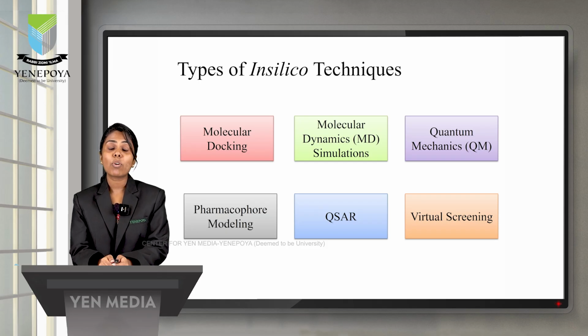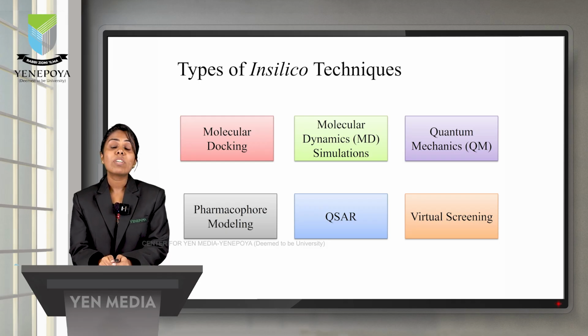Next is pharmacophore modeling. From this we can understand what key features of the molecule are required for binding to the target site. From this, we can design a new compound by keeping all these key features for interacting with the target site. QSAR is quantitative structure-activity relationship. It determines how our molecule relates to the effect on our body.